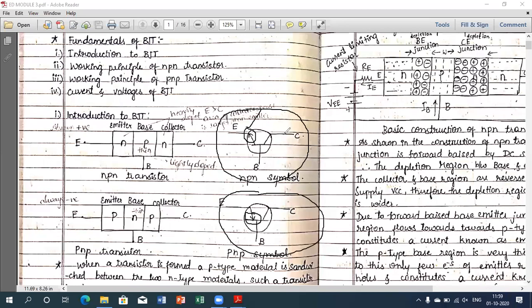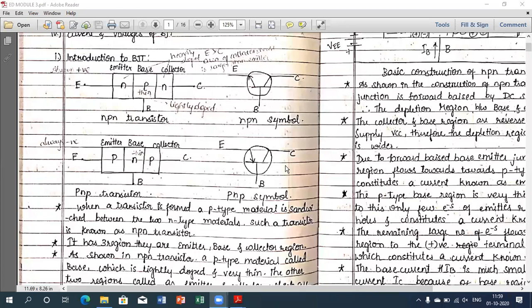I instruct you to remember these two symbols properly, because we are going to use these symbols to represent NPN and PNP transistors. I hope the explanation is clear for the introduction part of NPN and PNP.